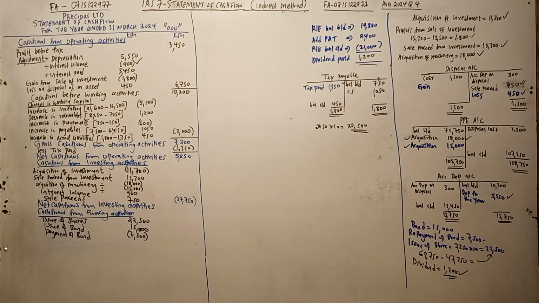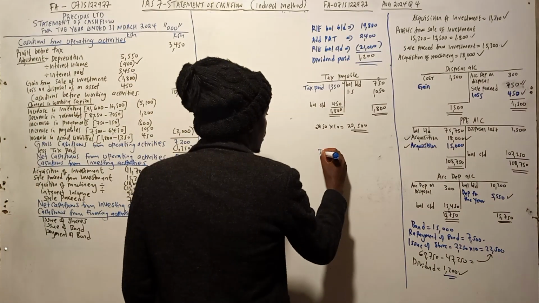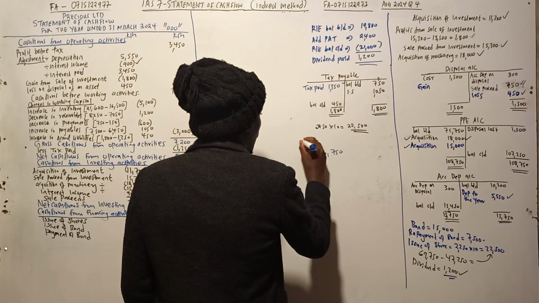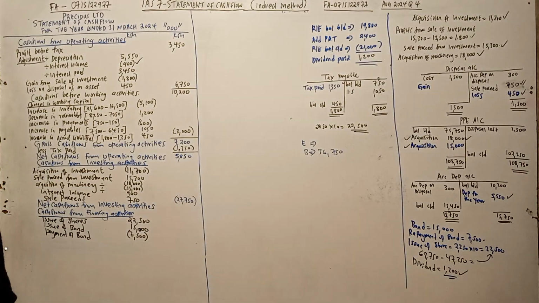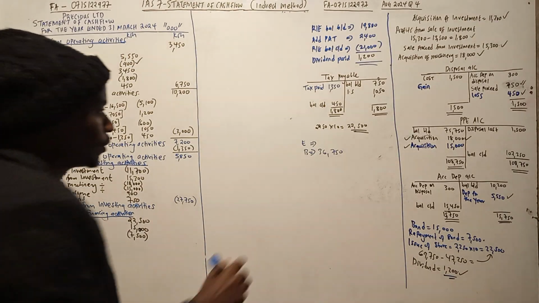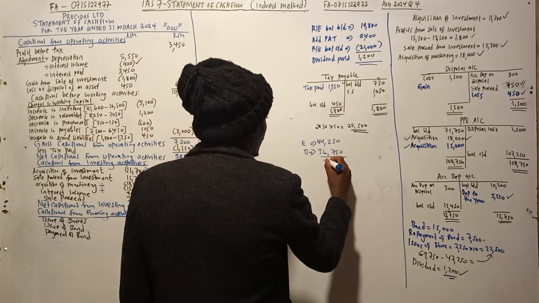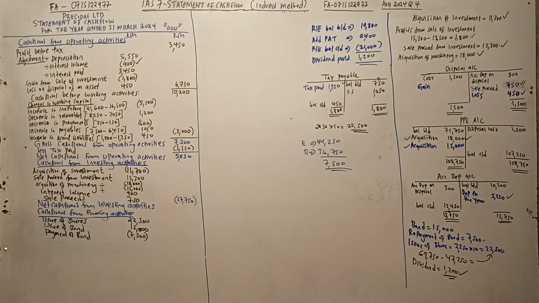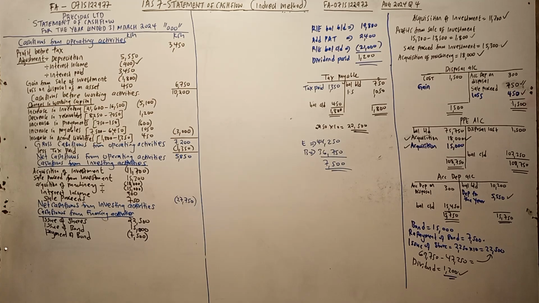So kwa bond, the balance at the beginning ilikuwa 36,750. So balance at the beginning ilikuwa 36,750. At the end, bond, the balance was 44,250. So find the difference, unaweza kupata that amount. So 44,250 minus 36,750, 7,500.